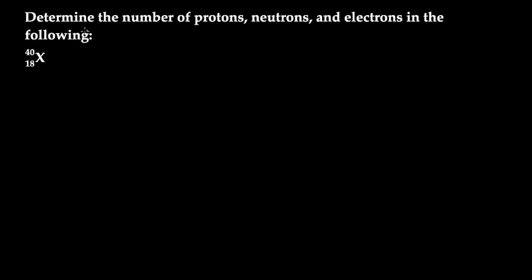Now, in this question, we want to determine the number of protons, neutrons, and electrons within this right here. This is called nuclear notation. Nuclear notation is useful when you want to talk about nuclear reactions because it allows you to keep track of the mass number and the atomic number.